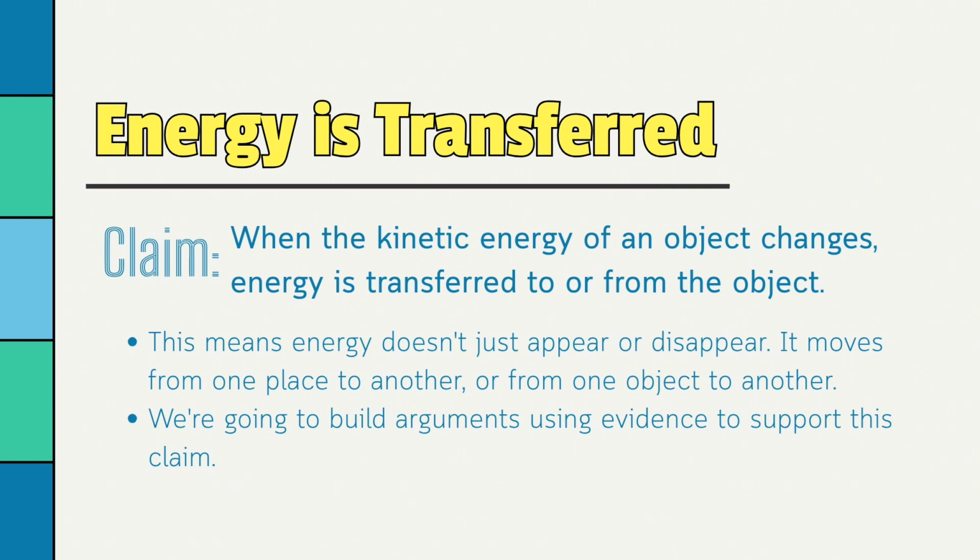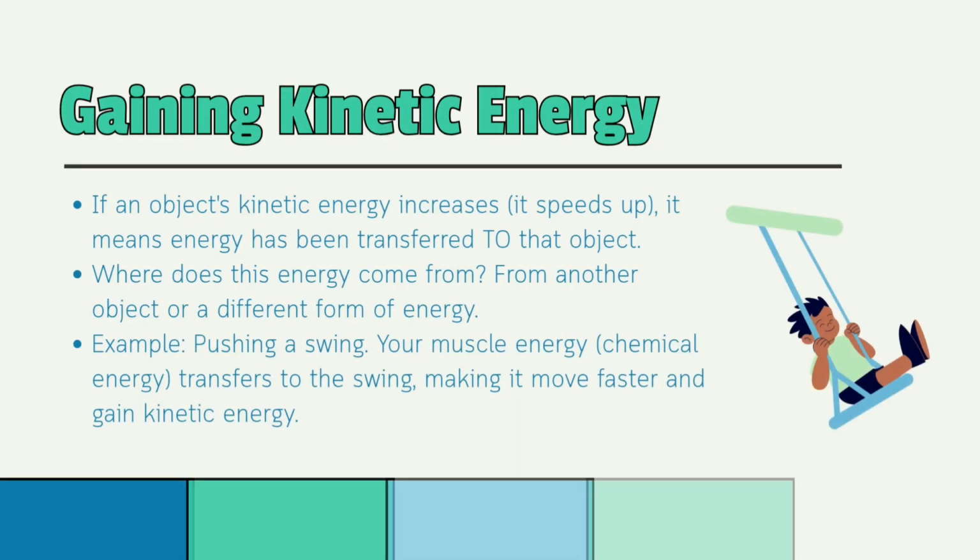Let's understand this with examples. First, gaining kinetic energy. When an object starts moving faster, its kinetic energy increases. This means energy is transferred to that object. But from where? From another object or from another form of energy.